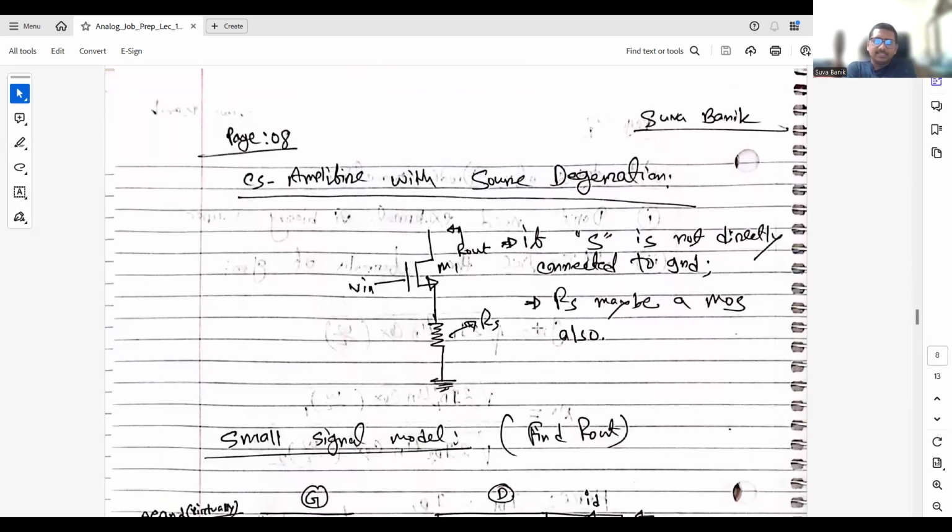Okay. This is another beautiful version of the common source amplifier. It is source degeneration. If you understand this degeneration, then in my next presentation I will gradually show you some more complex circuits. But before going to any complex circuit, we first need to understand this basic circuitry.